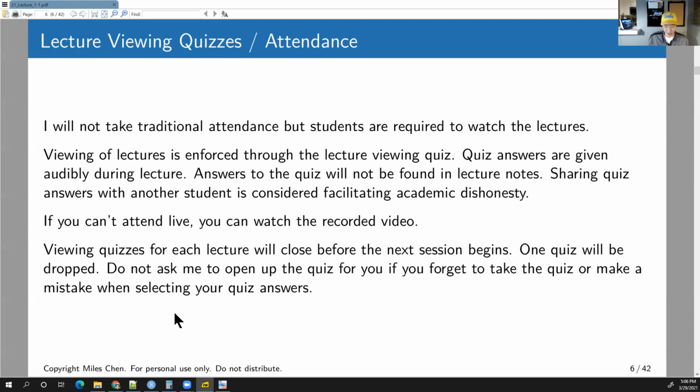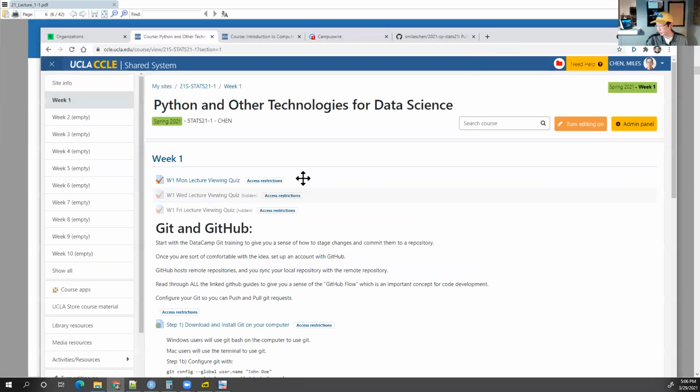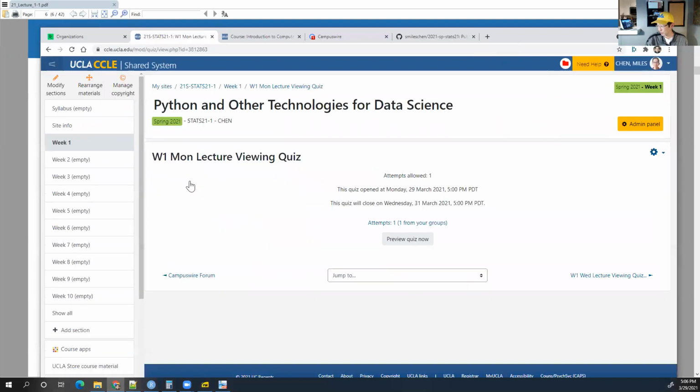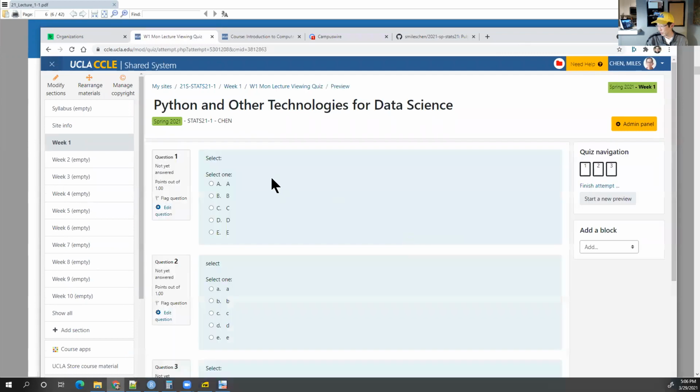The way it's going to work is that during lecture, I'm going to say audibly, the first quiz answer is this letter, and then you'll answer it. So just make sure you take the quiz. It should be available on CCLE already. Let me just make sure. Hold on, I have to click through stats. Oops, I put this in the wrong folder here. Right here, it'll say week 1 Monday lecture viewing quiz. You'll click that, and then you'll just pick your answers.